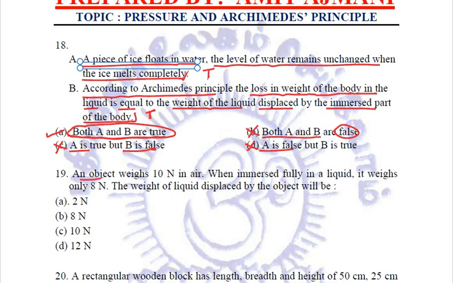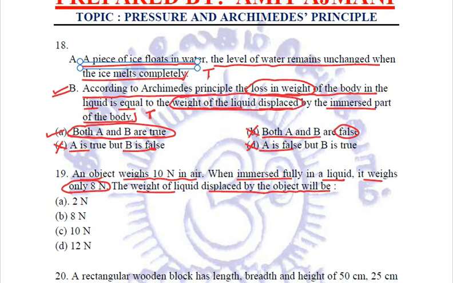An object weighs 10 Newton in air. Now when immersed fully in a liquid, it weighs only 8 Newton. So there is a decrease of 2 Newton. The weight of the liquid displaced by the object will be? This is what we have just studied in the Archimedes principle, that the loss in weight will be equal to the weight of liquid displaced.